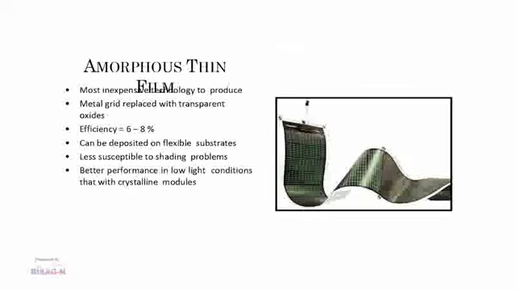Amorphous thin film. Most inexpensive technology to produce; metal grid replaced with transparent oxide. Efficiency 6 to 8%. Can be deposited on flexible substrates. Better performance in low light conditions than crystalline models.